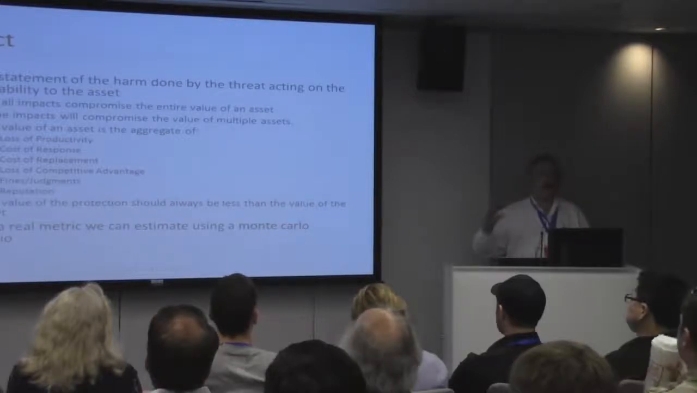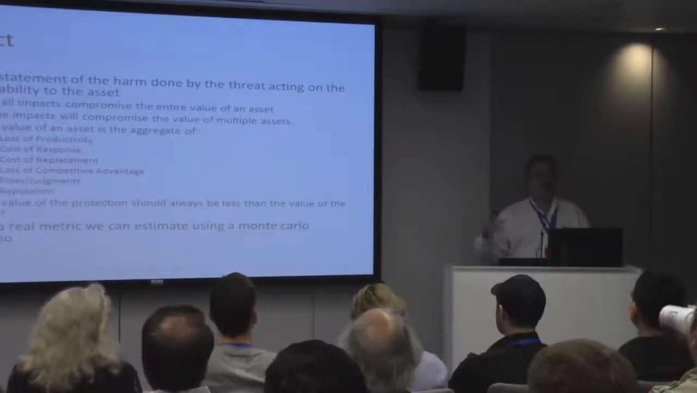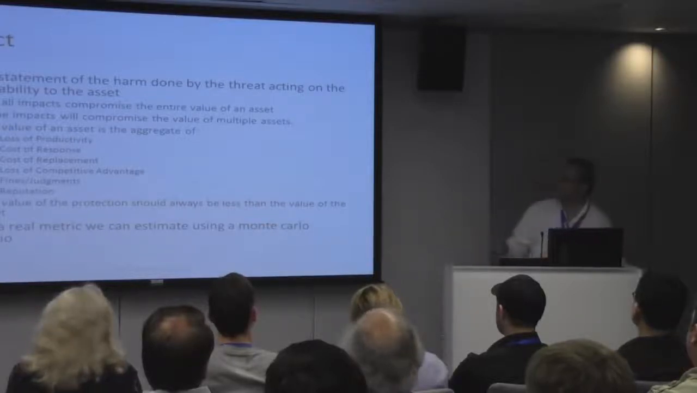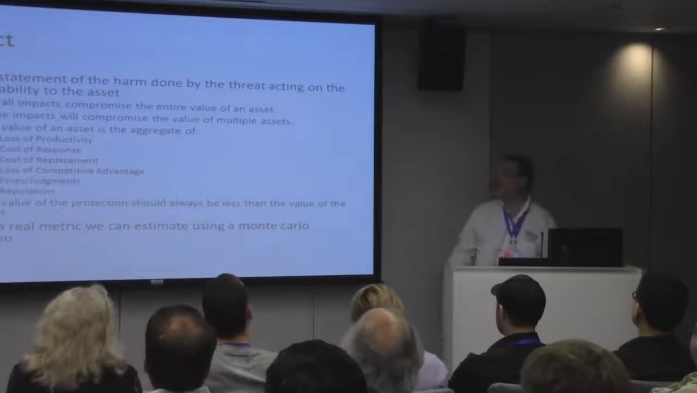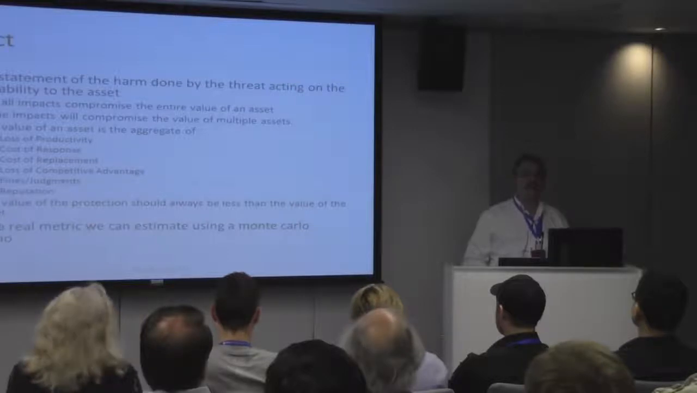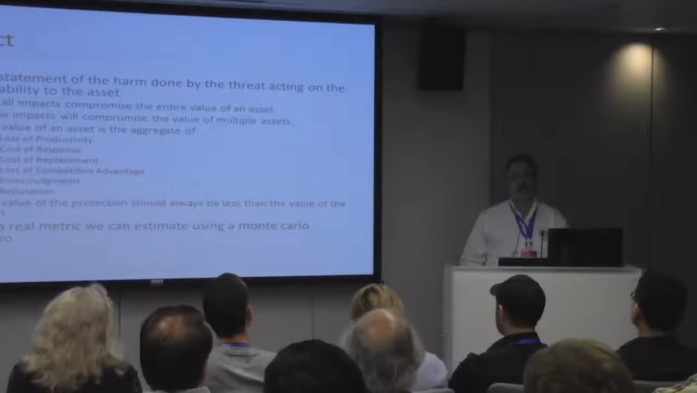Different levels of impact have different consequences. The value of the protection, however, should always be less than the value of the asset. So if you're doing AES 256 level encryption against a listing of lunch menus, you've probably gone too far.